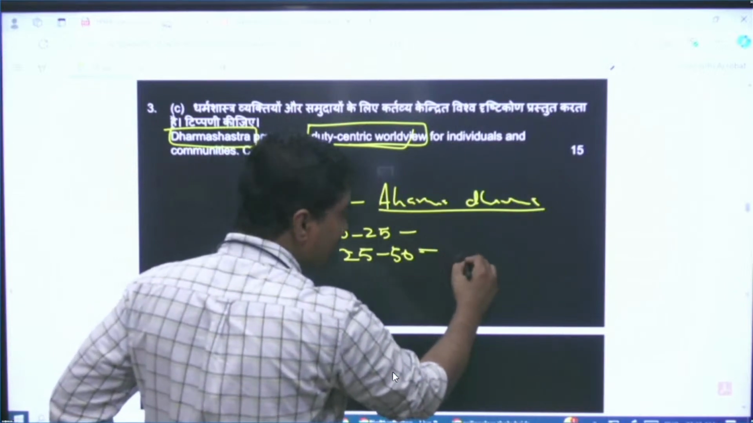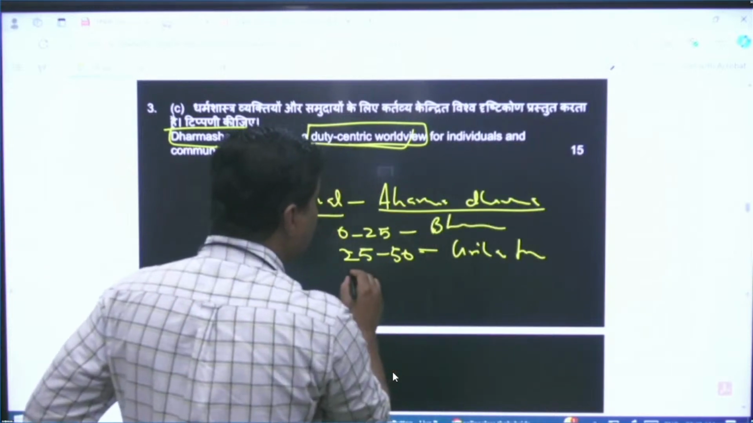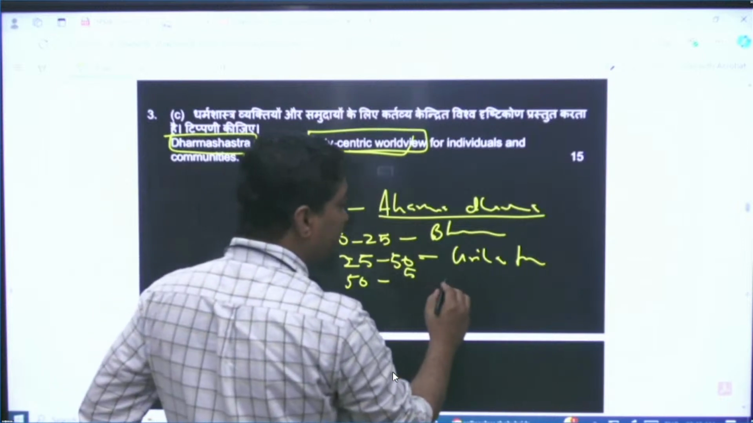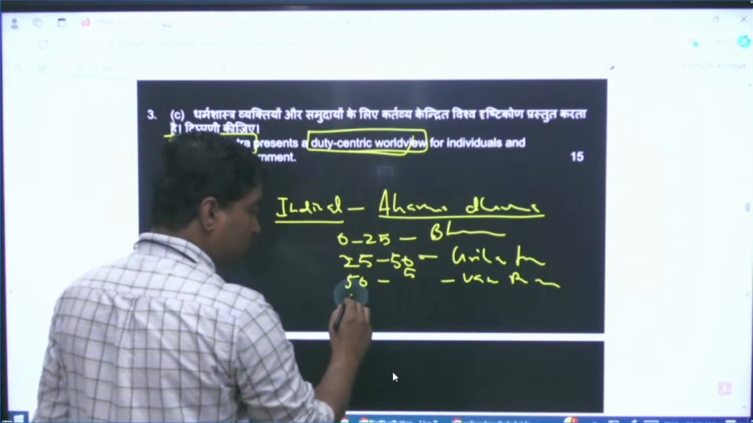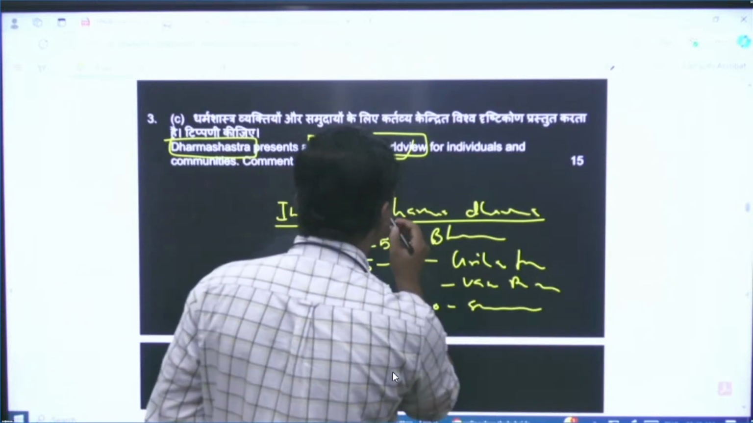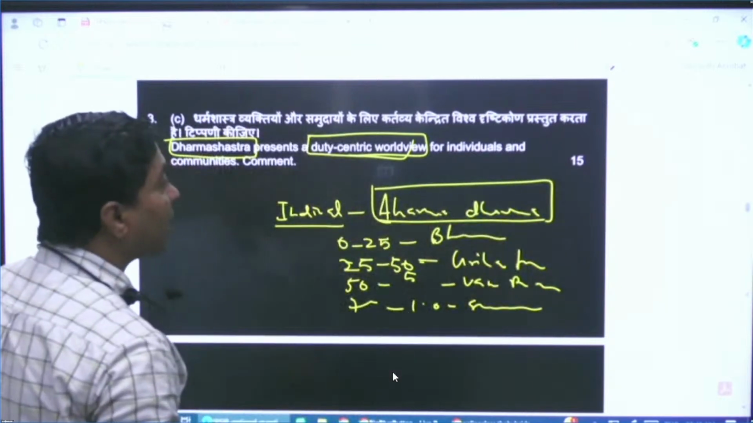Grihastha, Brahmacharya. Then 50 to 75, Vanaprastha. And 75 to 100, Sannyasa. So this is a duty. One person should follow the Ashrama Dharma.